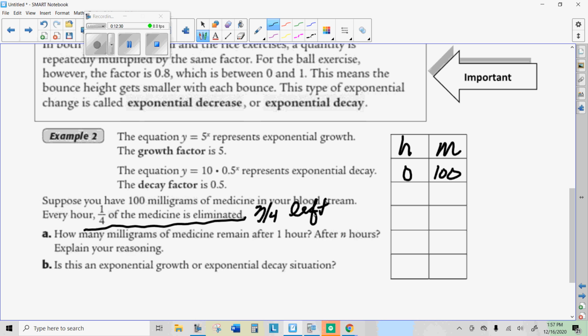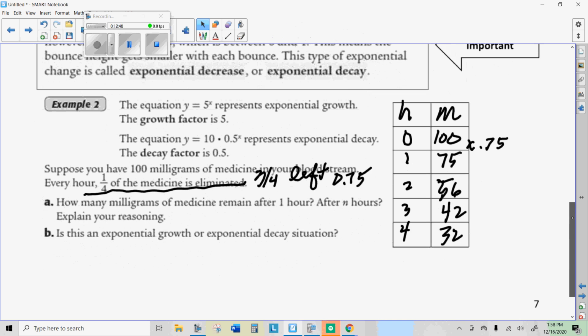And the decimal for 3/4 is 0.75. Basically, we're losing 25%. So to get each hour after this, you're going to multiply your last number times 0.75. Go ahead and do that.